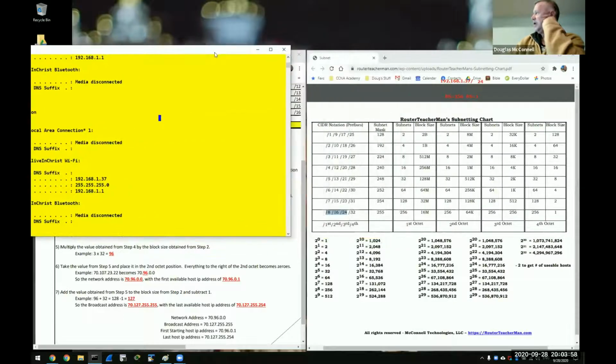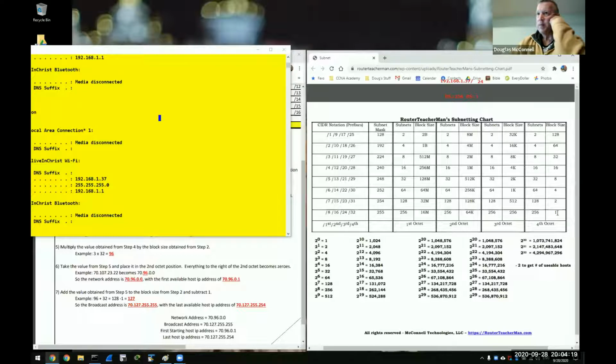Let's look at our chart here. Yeah, I gotta see that chart. 24 is right here, right? Yeah, it's a third octet. So we always go to which column to read in the second step? First column. All the way to the right. The block size is 1.